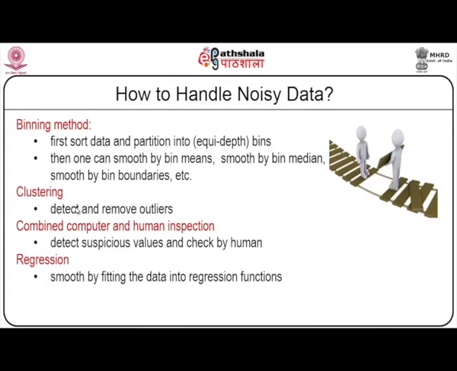Further, you can go for clustering of data, which can detect and remove outliers, and we can go by combined computer and human inspection. This becomes a pure manual approach wherein you detect suspicious values and they are cross-checked or cross-verified by a human. And one of the other ways by which we can reduce the noise level is regression, where we can smooth by fitting the data into regression functions.